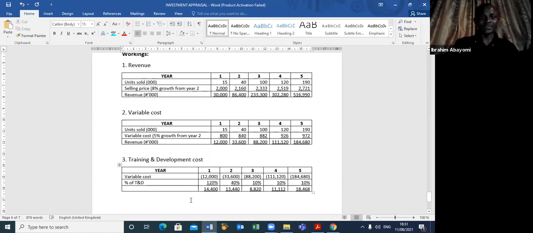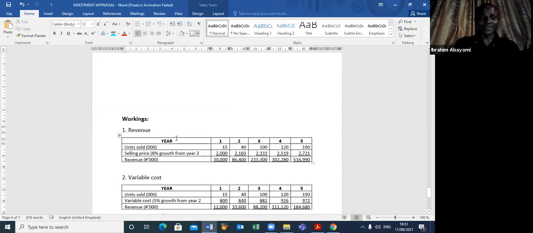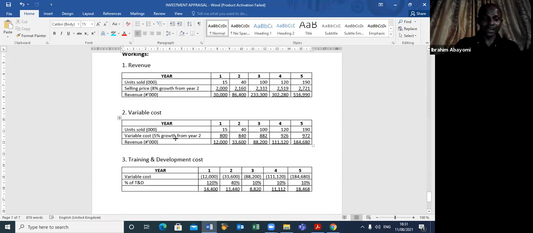So we are told that capital allowance is what? Note 4, Abby. It's going to be note 4. And we are told it's going to be straight line. And it's what? It's 10%. It's a 10% straight line capital allowance. So note 4, capital allowance.